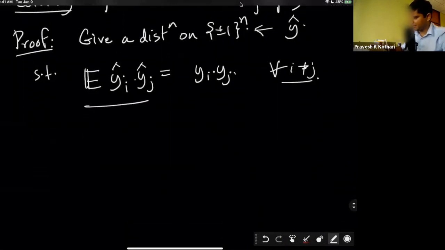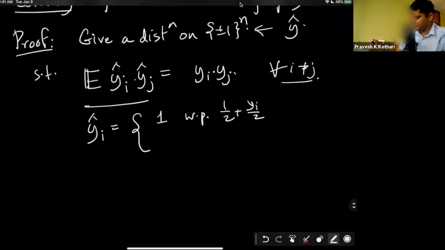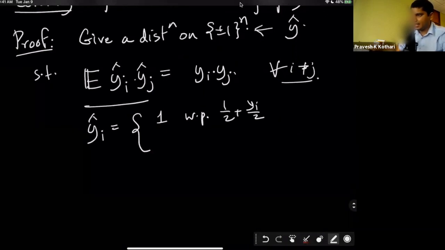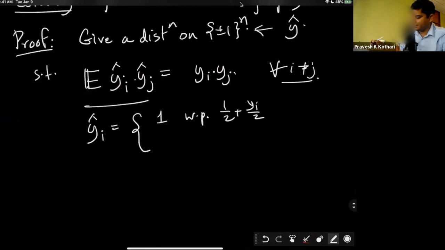And so how would I do this? Once you ask for this, obviously it's very easy. I'm going to set y hat_i to be the following random variable. It's going to be 1 with probability half plus y_i over 2. Remember the entries of y are in the solid hypercube, plus minus 1 to the n. So these numbers are at least kosher probabilities. Since y_i is between plus minus 1, half plus y_i over 2 is between 0 and 1. With the remaining probability, which equals half minus y_i over 2, I'm going to set it to -1. And I'm going to do this independently for each coordinate.